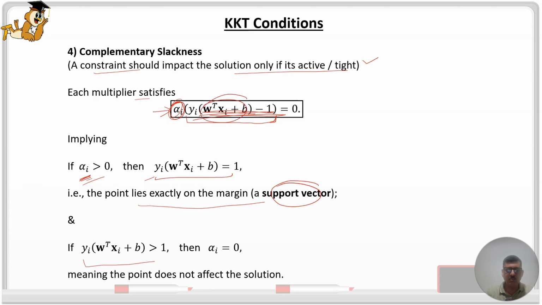So if yi times W transpose xi plus b is greater than 1, then alpha i equals 0, meaning that points that are further away from the margin planes do not affect the solution, because the alpha i's corresponding to them are going to be 0. This is known as complementary slackness. Now again, I have not justified why complementary slackness holds. I am only saying that it is a condition that is dictated by KKT, and this is how it applies to our problem. I am giving this condition without proof.